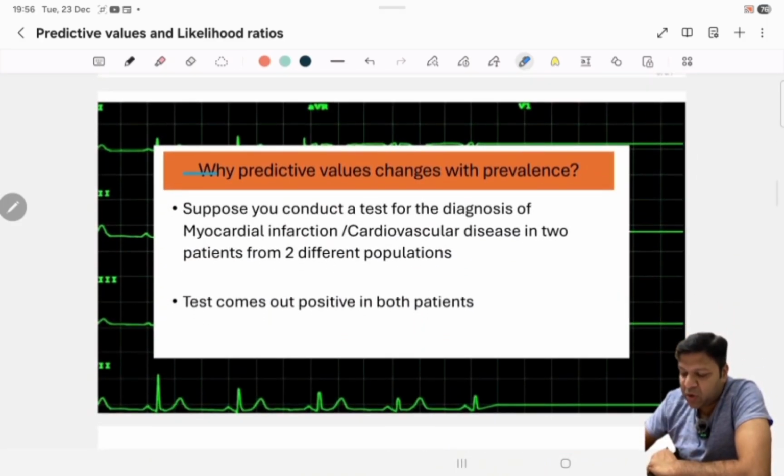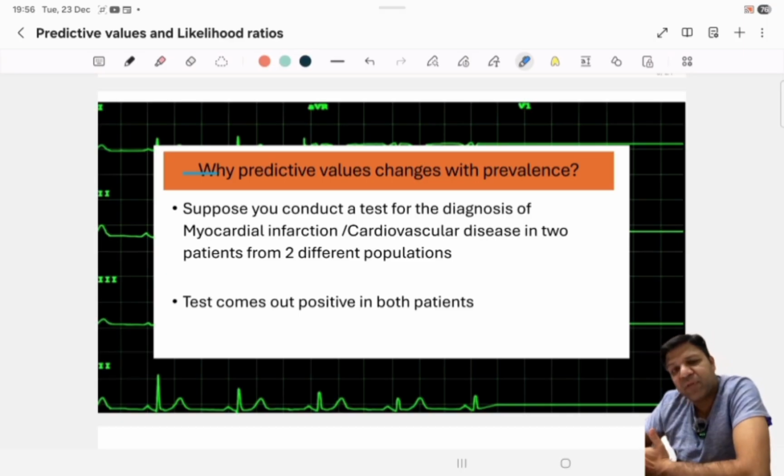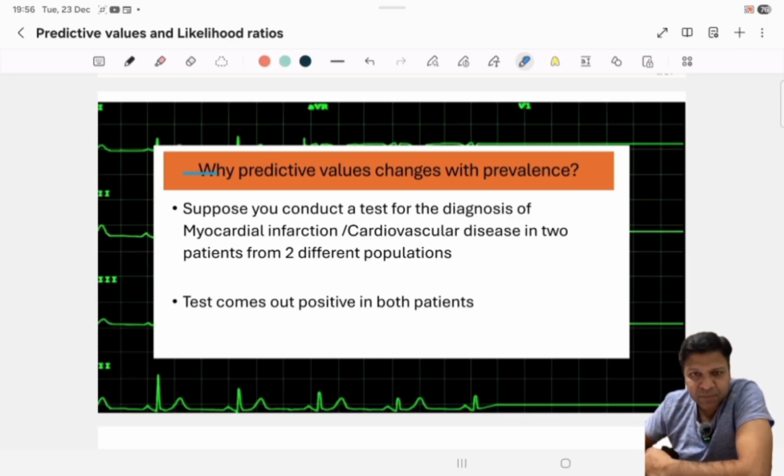So I have taken a scenario here. Suppose you conduct a test for the diagnosis of myocardial infarction or cardiovascular disease in two patients from two different populations. I will show you these populations, and the test comes out positive in both patients. Now you will say that if the test is positive for myocardial infarction or cardiovascular disease in two patients, then the probability of having the disease should be equal in both these patients.